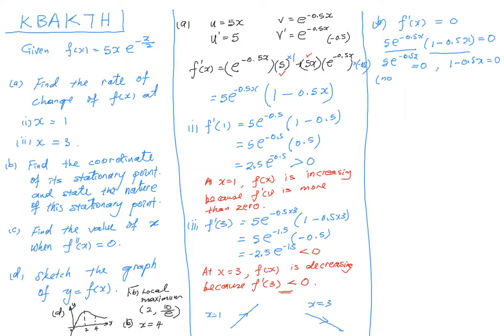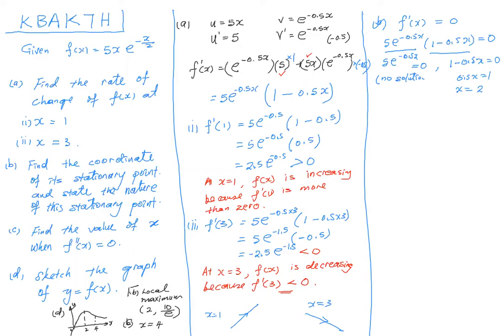No what? No solution. Yeah, no solution from this one. So the solution comes from here, correct? So I have 0.5x equal to 1. So my x equals 1 divided by 0.5, I got 2. Okay, so now how am I going to state the nature?